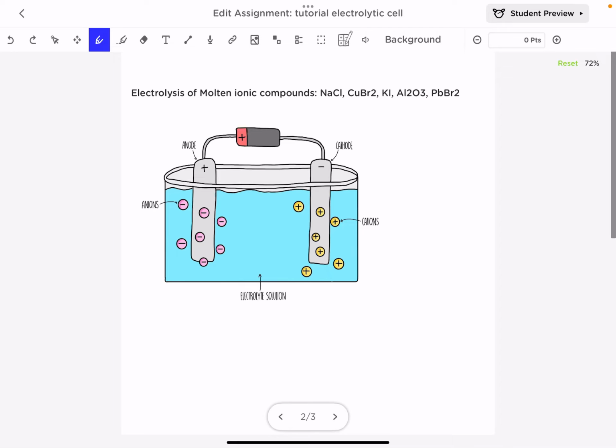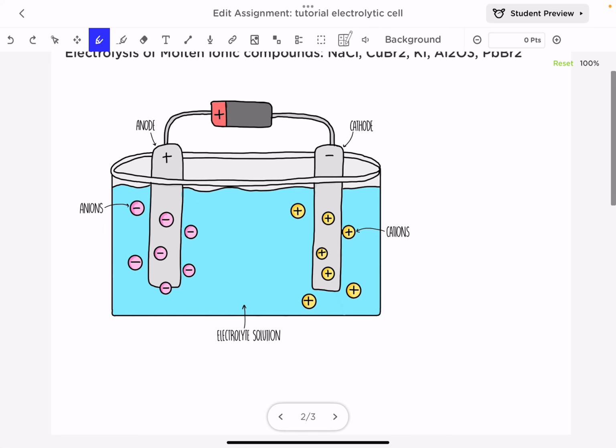In this video, we're going to break down molten electrolysis: what is it, how it works, and how to predict what forms at the electrodes. So let's start. First of all, electrolysis is the process of using electricity to break down a compound into its elements.